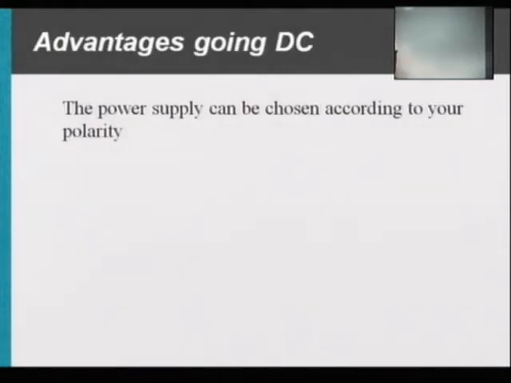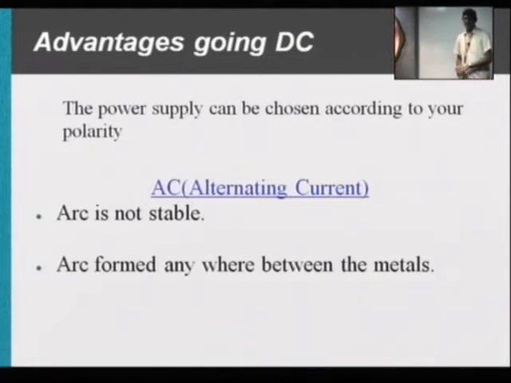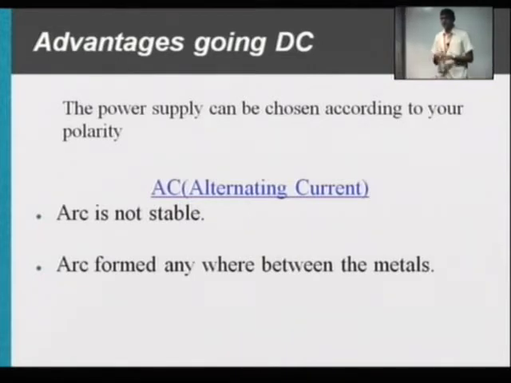First we can see the disadvantages if we use an AC source. AC is alternating current. If we use AC, the arc is not stable, because you can't see where the arc is being produced; the arc is produced somewhere between the metals.